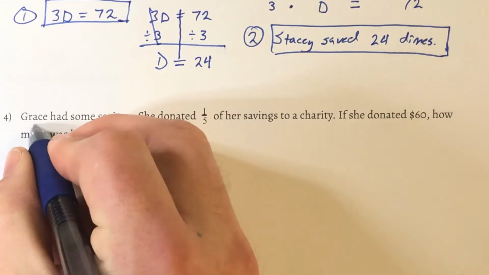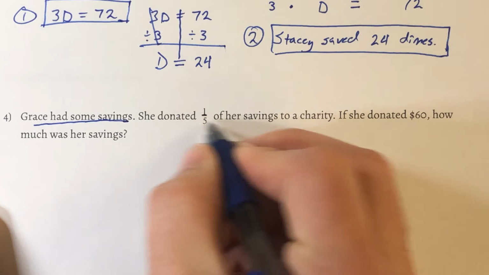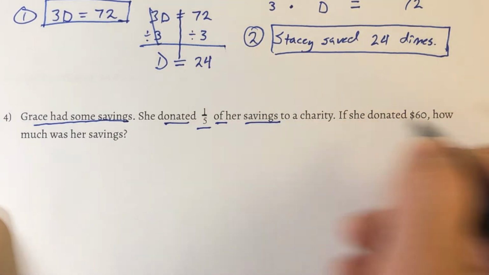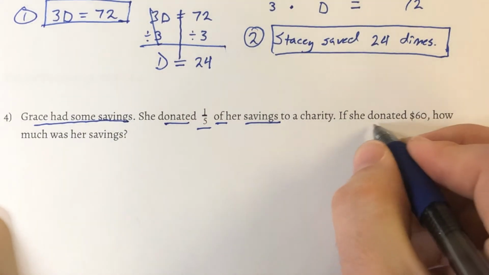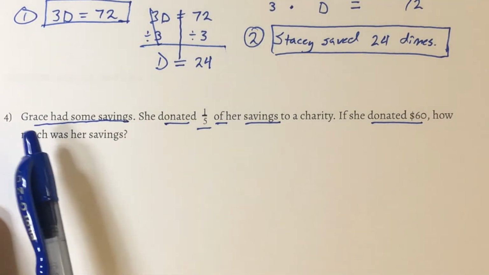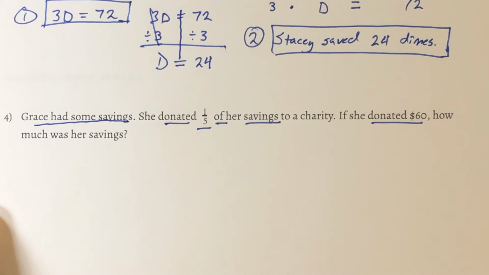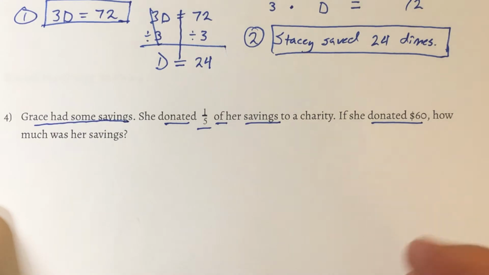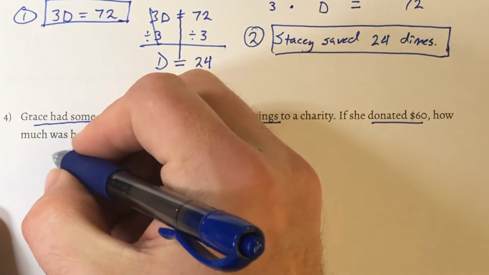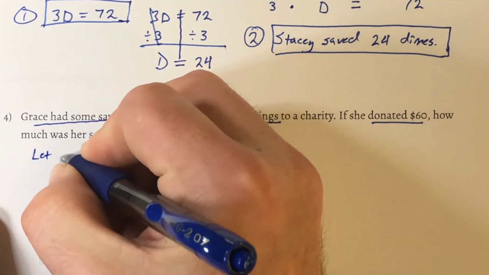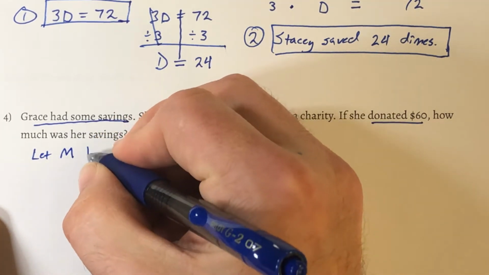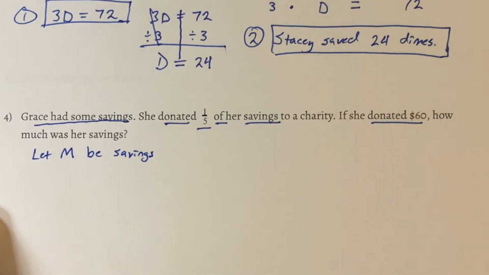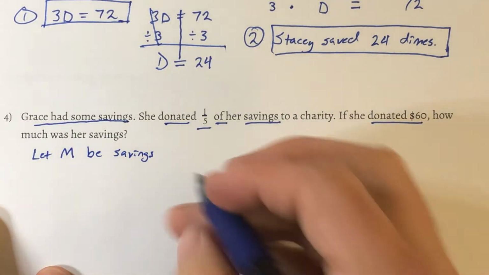Grace had some savings. Look at her saving. Oh, she donated. She's even better. So she donated 1/5 of her savings to a charity. Oh, she donated $60. How much was in her savings? So what do we not know? It said Grace had some savings. I don't know how much money was in her savings. So I'm going to let capital M for money be savings. So let capital M be her savings.